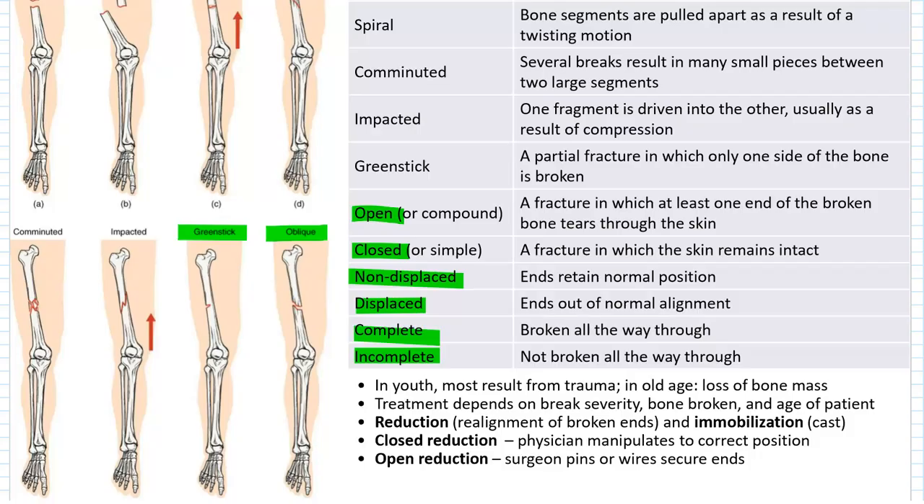Was the bone broken all the way through? Fracture of a growth plate. Was the bone broken all the way through? No. Incomplete. Were the ends misaligned?